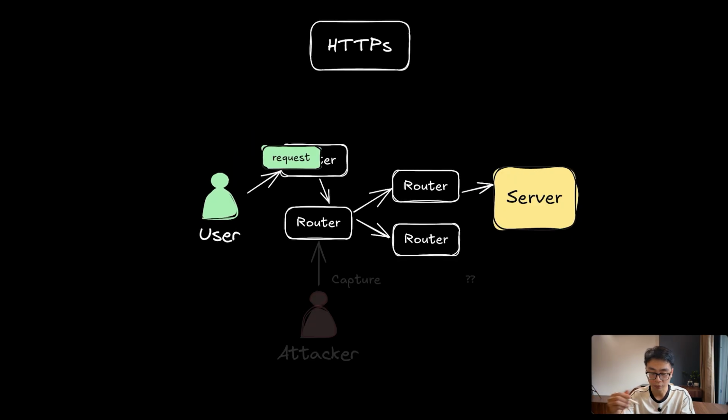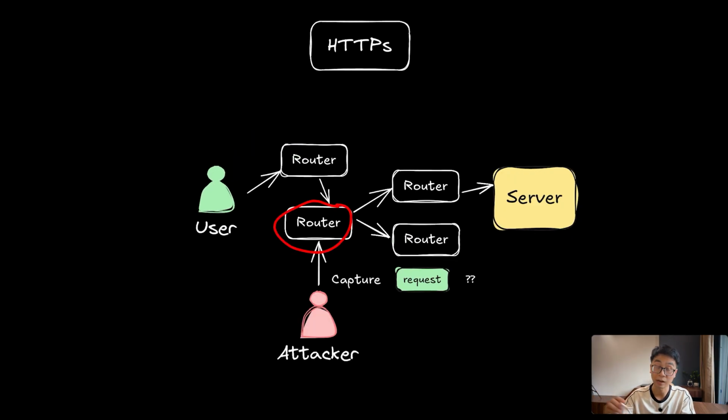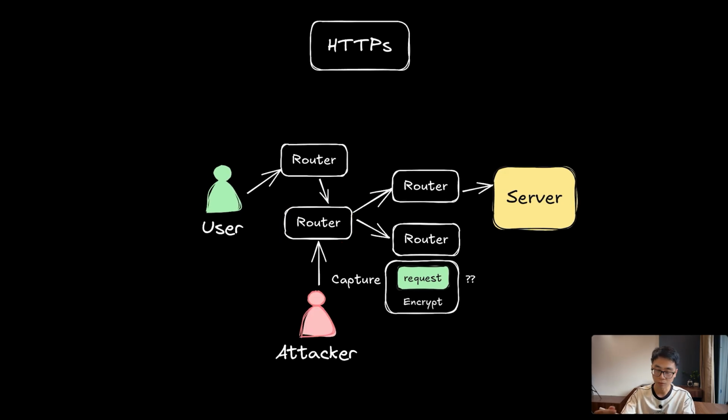And if someone has access to one router, they can actually capture the request and expose it, taking all of the sensitive information. That's very bad, right? One way we can solve it immediately is we encrypt the request and no one can read it anymore.